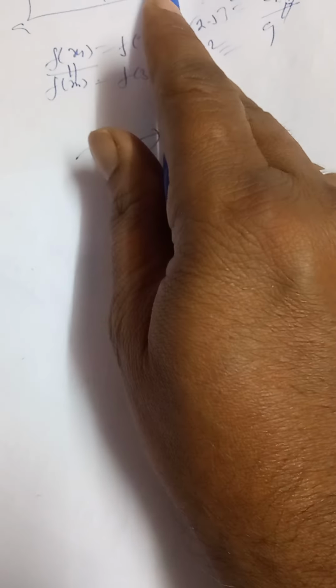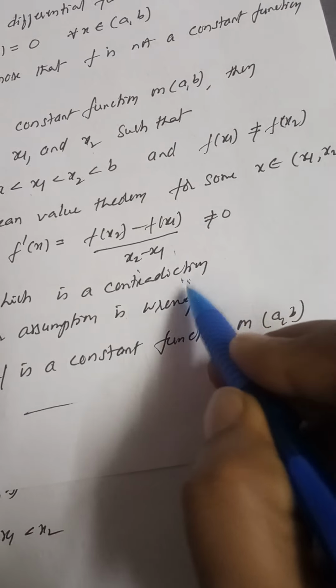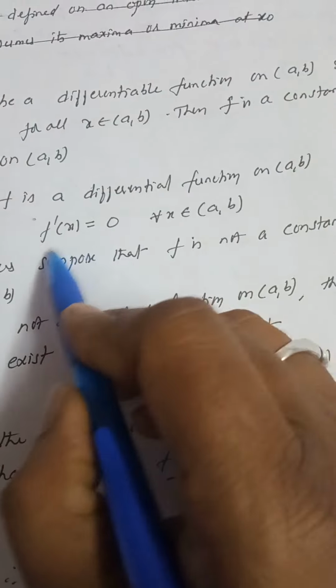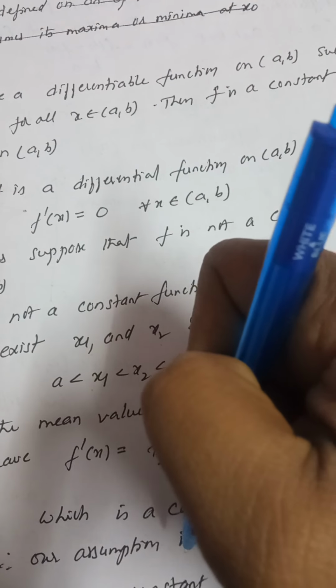Since f(x1) is not equal to f(x2), and x1 is not equal to x2. See, x1 is 2.5, x2 is 3. Obviously, this is not equal to 0. That means which is a contradiction. Why is it a contradiction? Given that f'(x) is equal to 0. We are getting a contradiction.